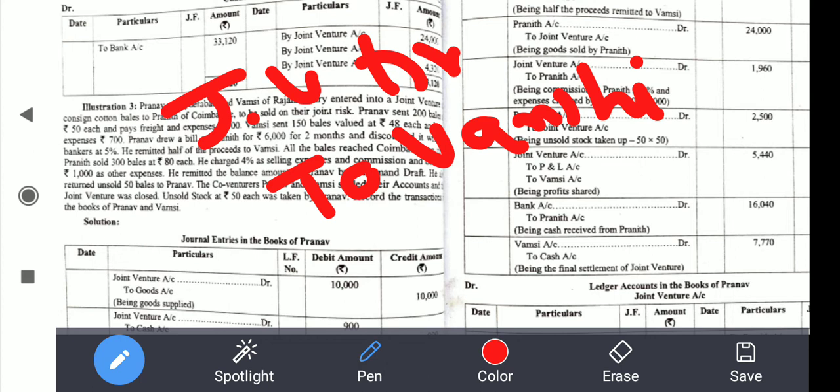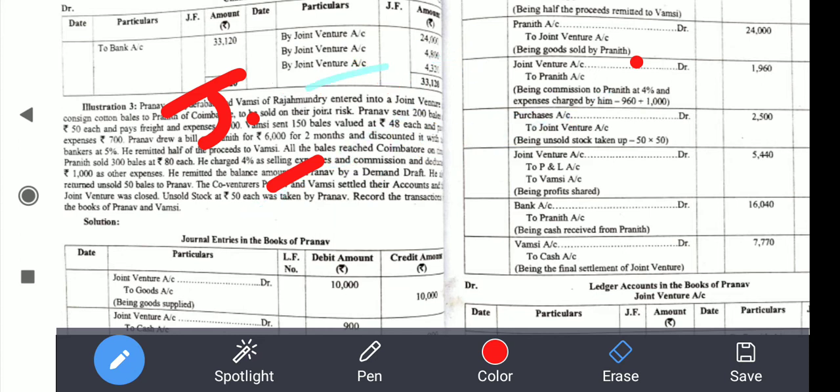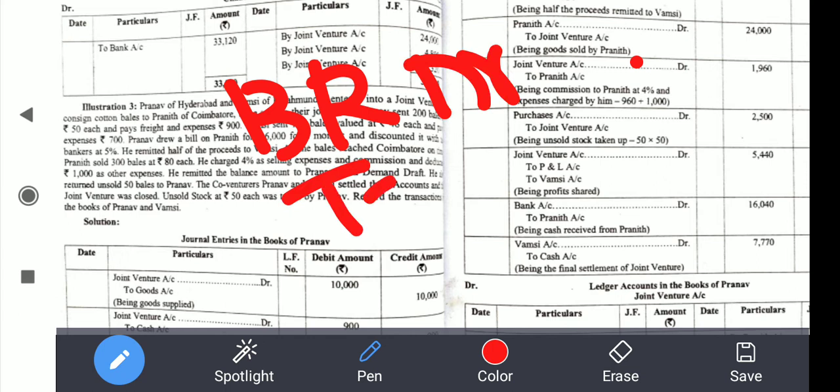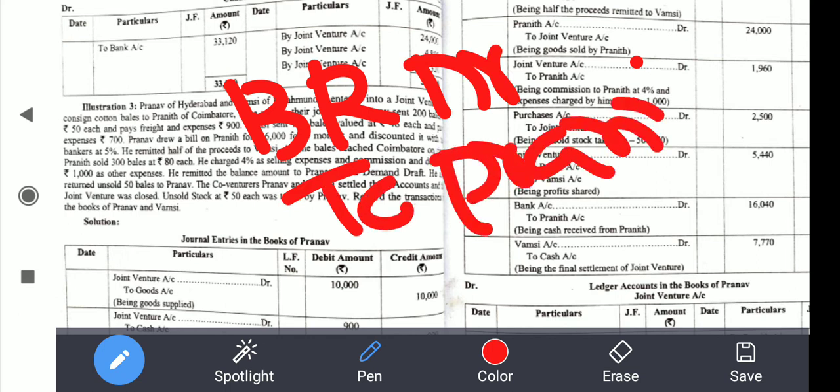Then Pranav draws a bill on Pranith for rupees 6,000. So here we received the bill from Pranith. What is the general entry? Bills Receivable Account debit to Pranith Account. Narration: being bill drawn on Pranith.